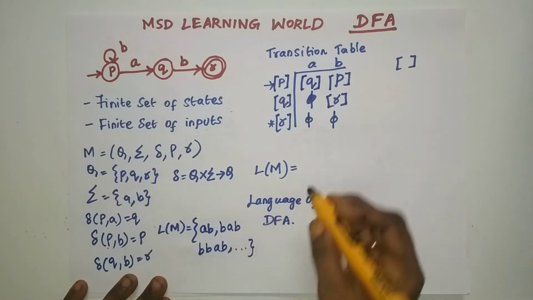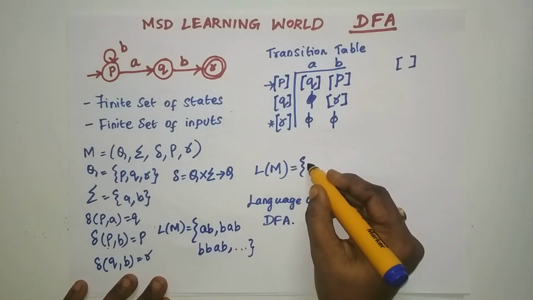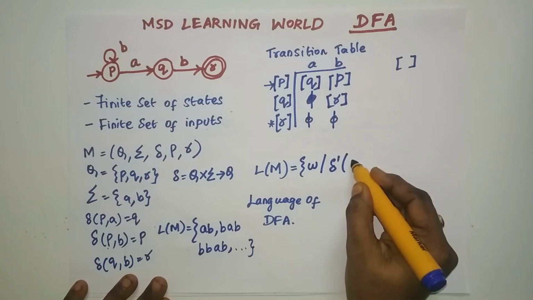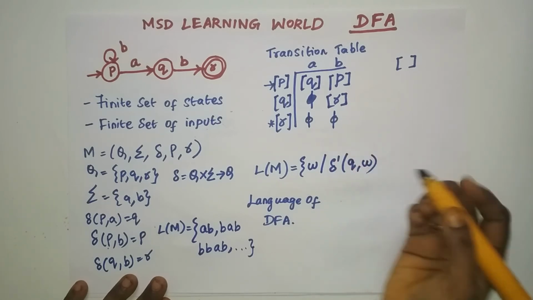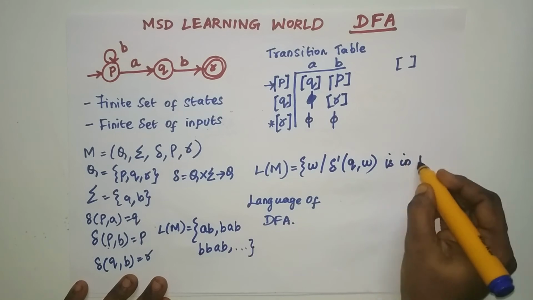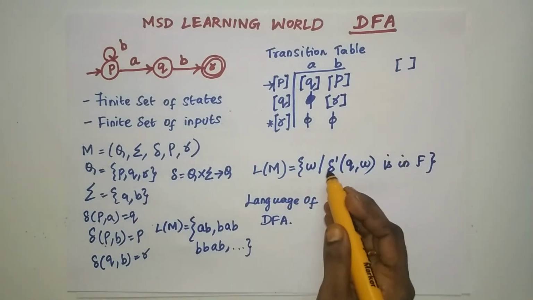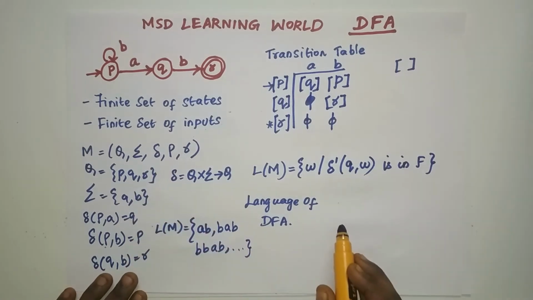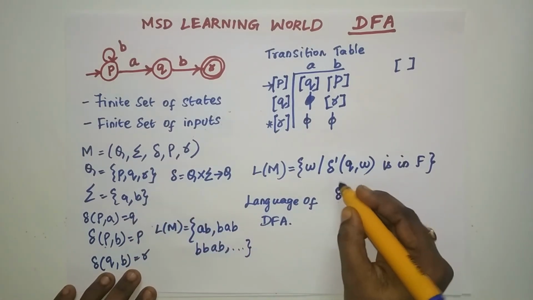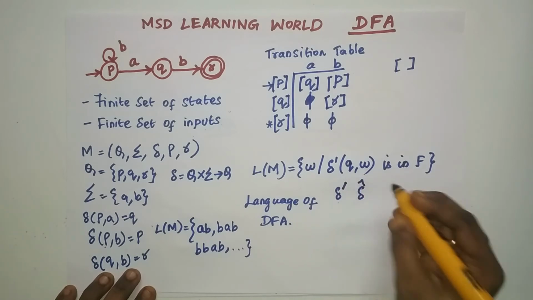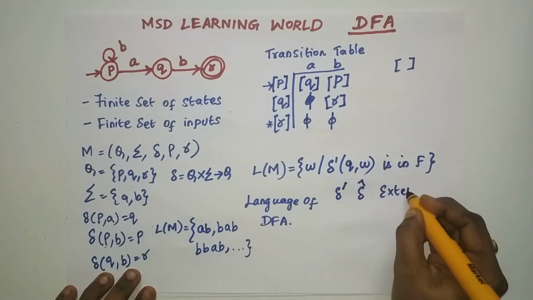This is symbolically represented as the set of all strings W, where del dash of the initial state Q, W is in the set F. Then that will be the language of that machine. What is del? Del is a transition function. Then what is del cap? It can be represented as either del dash or del cap. This is said to be the extended transition function.